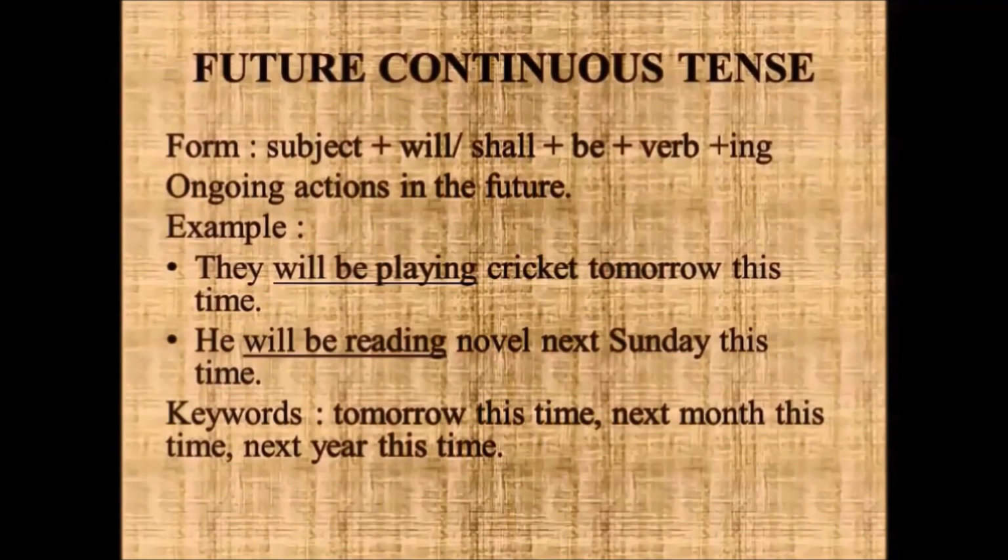The next tense we are going to see here is future continuous tense. The structure of future continuous tense is subject plus will or shall plus be plus verb plus ing. So based on your subject, you have to decide whether you're going to use will or shall. If your subject is going to be I or we, you should use shall plus be plus verb plus ing. And if your subject is going to be he, she, it, they or you, you have to use will plus be plus verb plus ing. So where do we use future continuous tense?